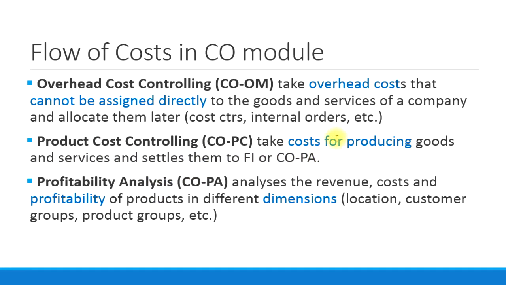So most of the time, product costing is implemented in a manufacturing environment, because only then can you physically see, for each type of item, how much cost you're incurring. In a service environment, it's difficult to see how much cost you're directly incurring for that particular service. So in a service industry, you'll most likely not be using product cost controlling.